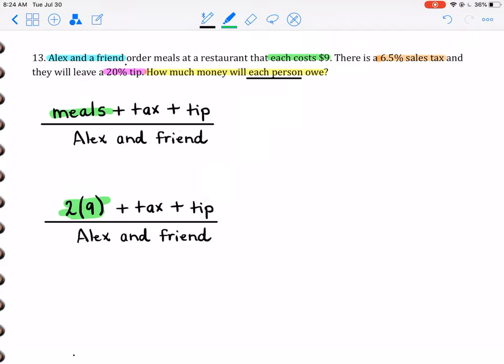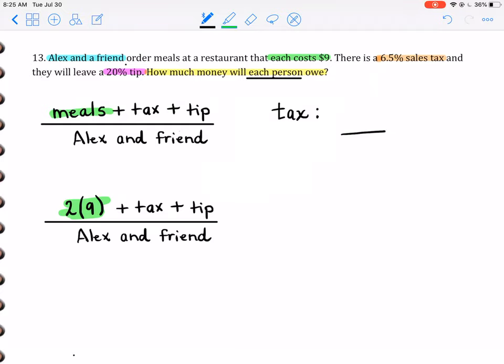So, okay, anyway, to figure the tax, we need to, I'm sorry guys, it's early in the morning and I am just not awake yet. But I haven't had all that caffeine yet either.